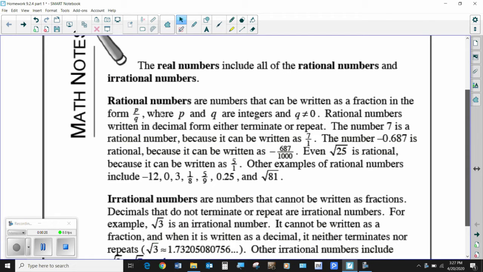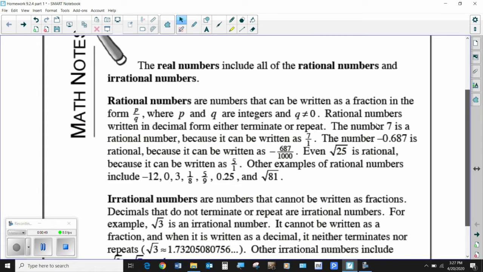A fraction where the numerator and the denominator are integers, and then this little qualifier, Q can't be equal to 0. So while the fraction can contain integers, you can't have 0 in the denominator because that's an undefined number. But other than that, you're allowed to have any integer in the numerator and any integer in the denominator.